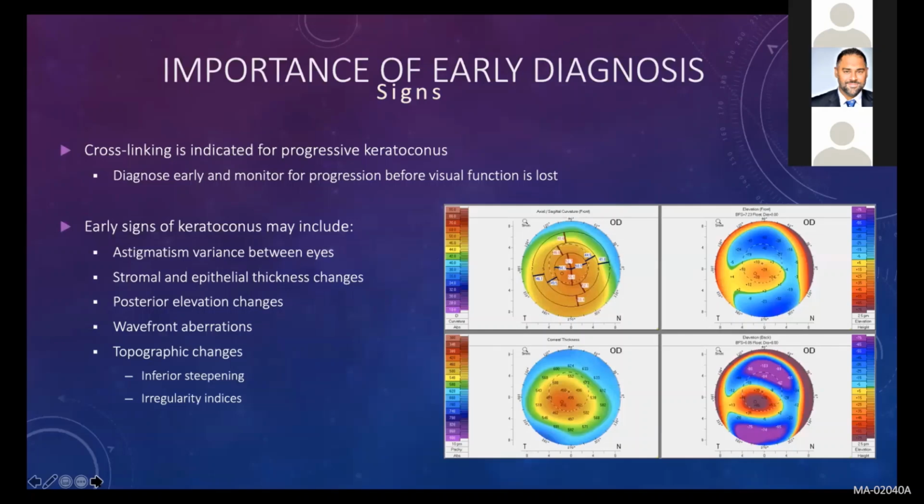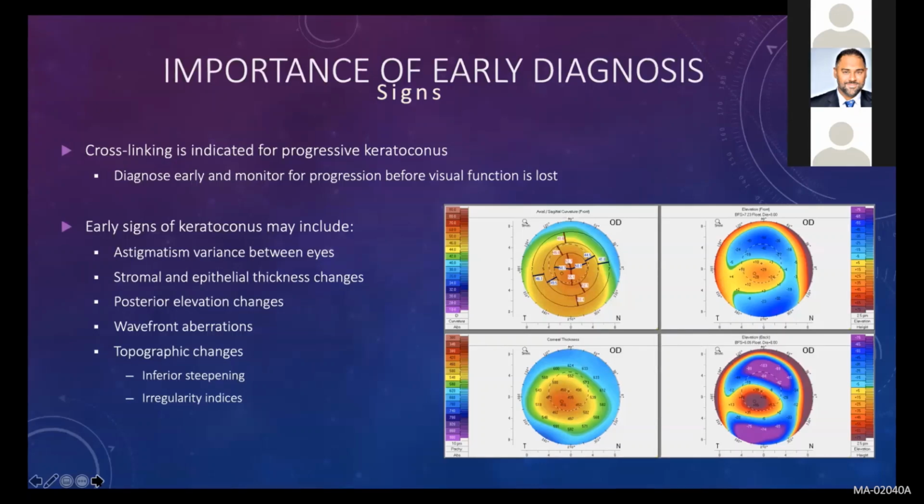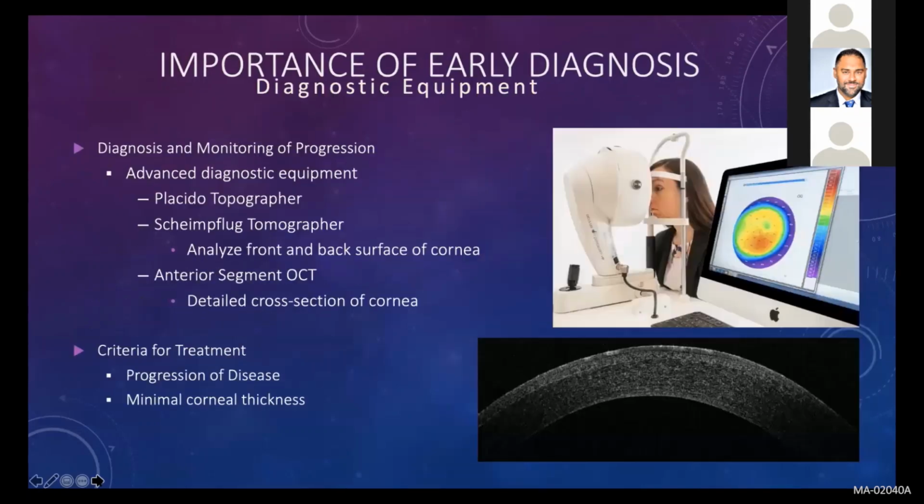So crosslinking is indicated for progressive keratoconus, and it's important to diagnose early and monitor for progression before visual function is lost. One of the early signs of keratoconus is astigmatism variance between the eyes. Some of the other things that you can see are stromal and epithelial thickness changes, posterior elevation changes, wavefront aberrations, and topographic changes as well, including inferior steepening and irregularity indices.